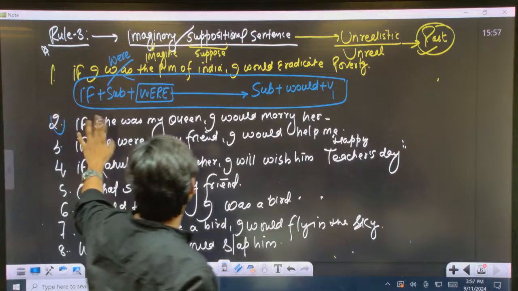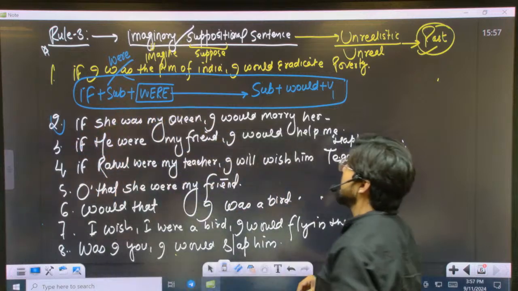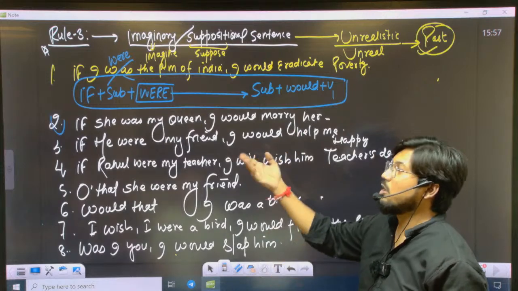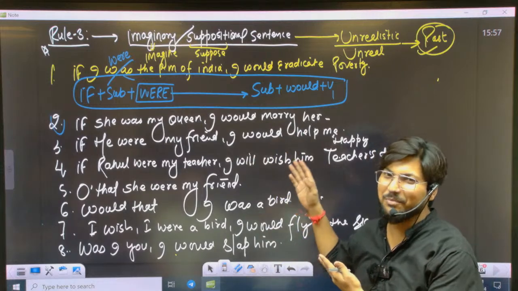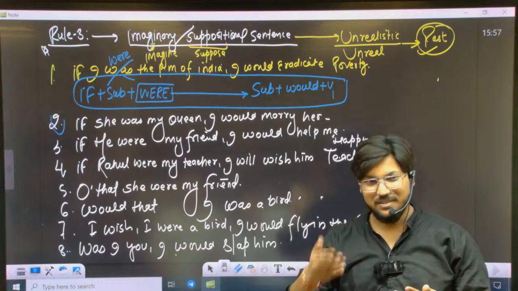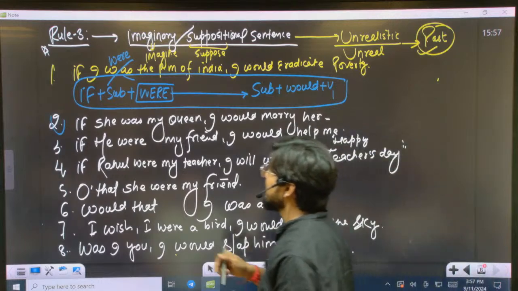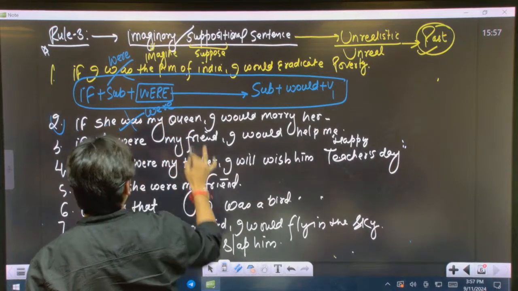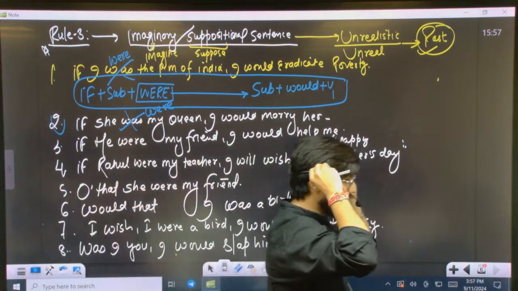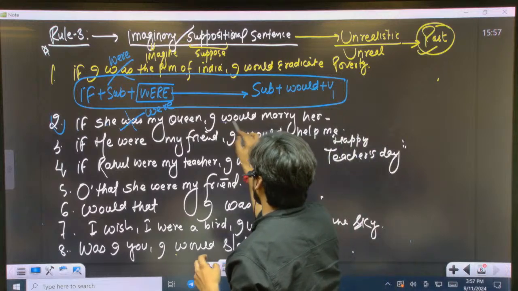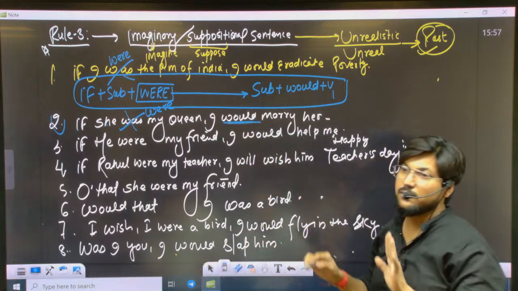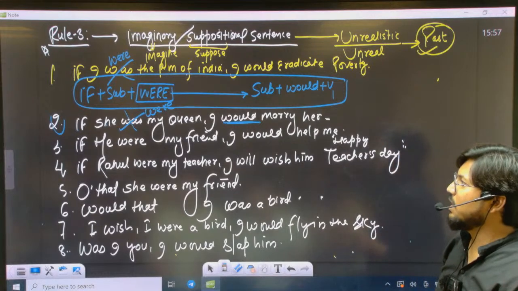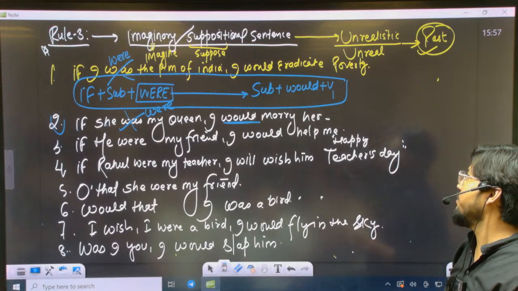Question number 2. If she was my queen, I would marry her. Even though she's not my queen and I could not marry her, I'm just letting the things. If she were my queen, I would marry her. The main clause must be in would plus V1. Just keep in your mind.